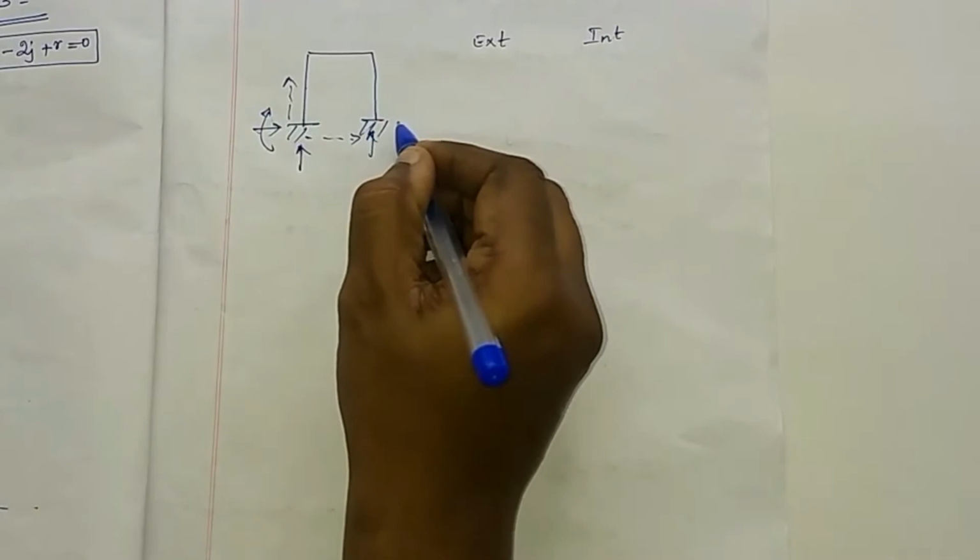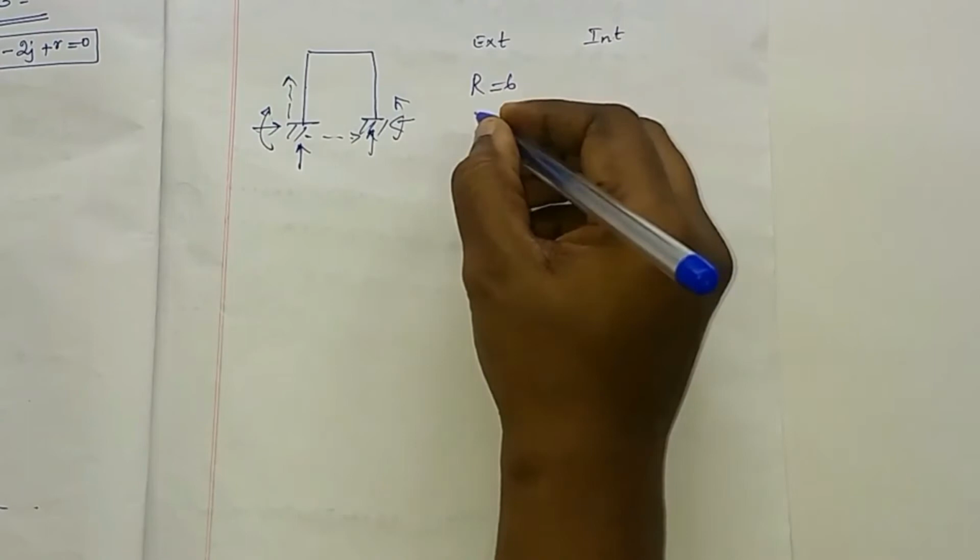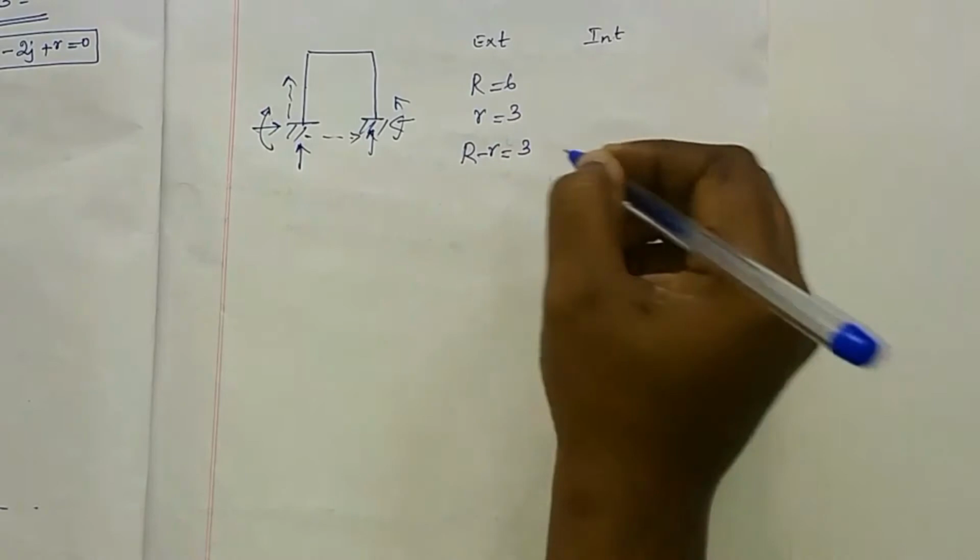I have totally 6 unknowns at the support. Capital R is 6. Available equilibrium equation is 3. R minus r is 3. So my external indeterminacy is 3.